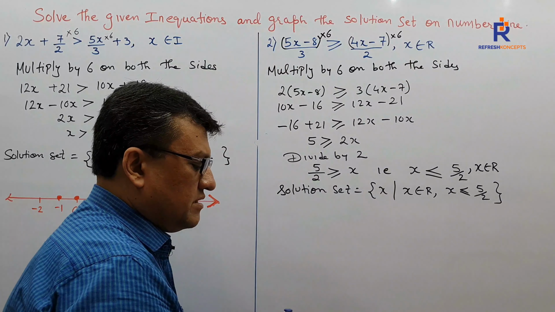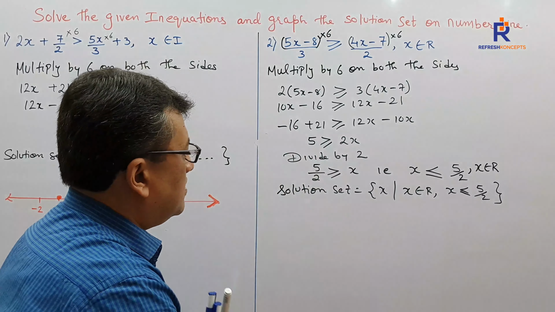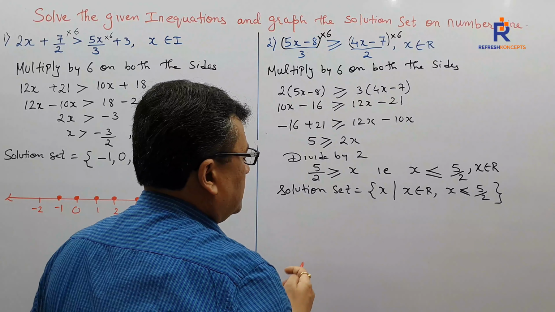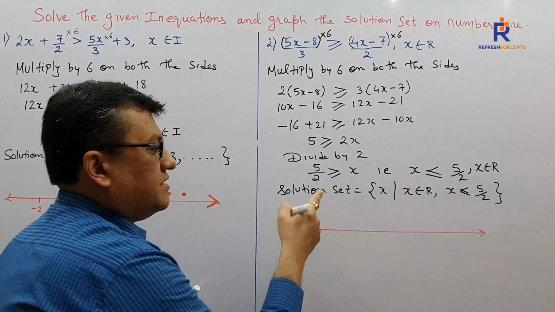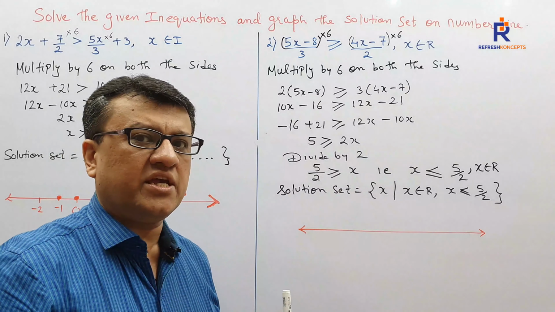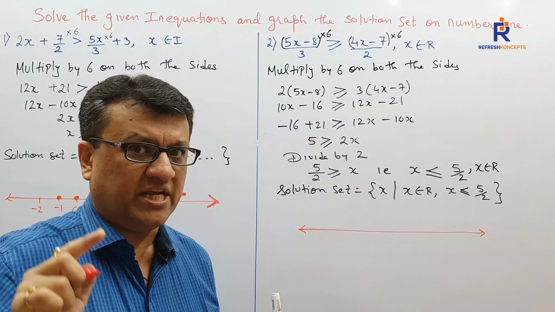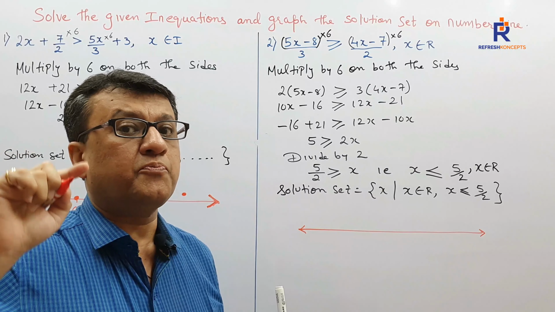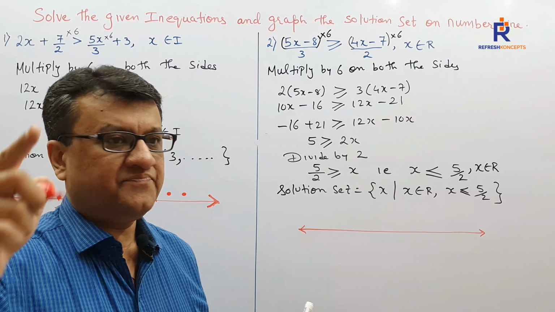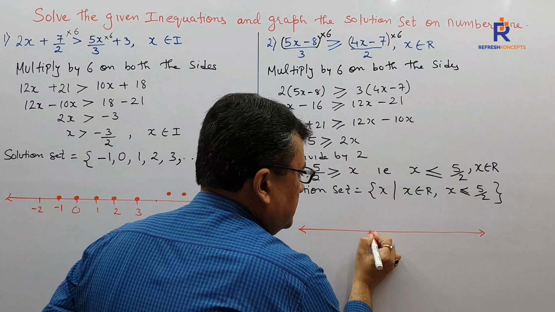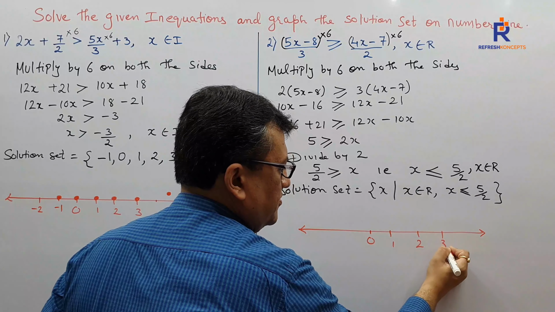Now comes how to go for the line graph. So we draw the line graph. X is less than or equal to 5 by 2. In mind you can calculate it as 2.5 so that it becomes easy for you to plot it out. When I say 2.5, it lies between 2 and 3. So 0, 1, 2, 3.